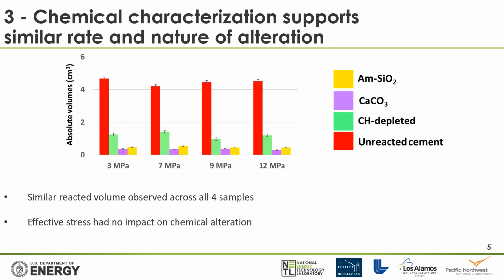Let's look at the chemical characterization first. It is known in the literature that when exposed to CO2, cement will react by forming 3 distinct regions, namely an amorphous silica layer, which is very porous, a calcite layer, and a portlandite depleted layer. Post-characterization techniques showed that those reacted volumes were similar across the samples. It suggests that the sequence and the rate of reaction were pretty similar and that effective stress had no significant impact on chemical alteration.